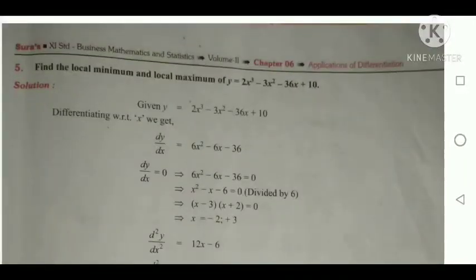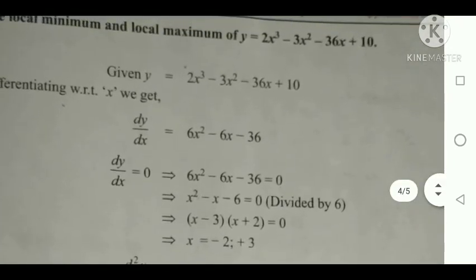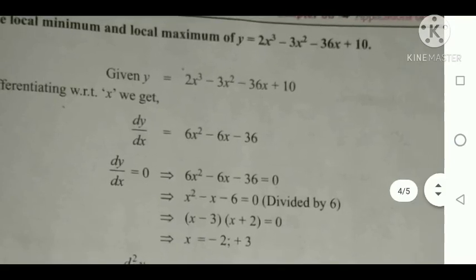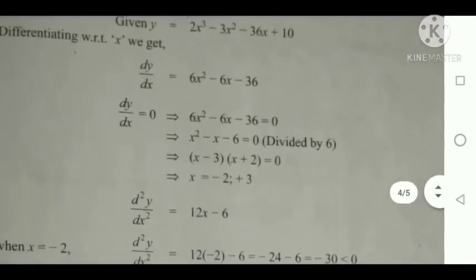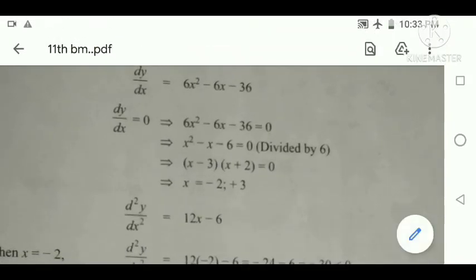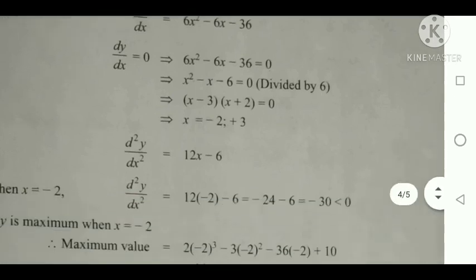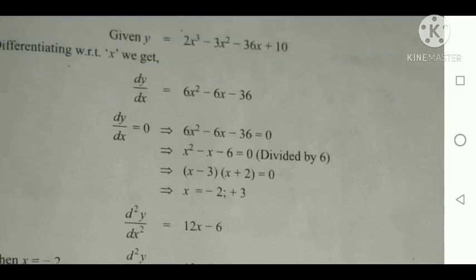Then find the local minimum and local maximum of y equal to 2x cube minus 3x square minus 36x plus 10. Here y is given, so first find dy by dx. Afterwards substitute dy by dx equal to 0 in order to find the value of x. So the values of x are minus 2 and 3. Next we double differentiate it: d square y by dx square becomes 12x minus 6.